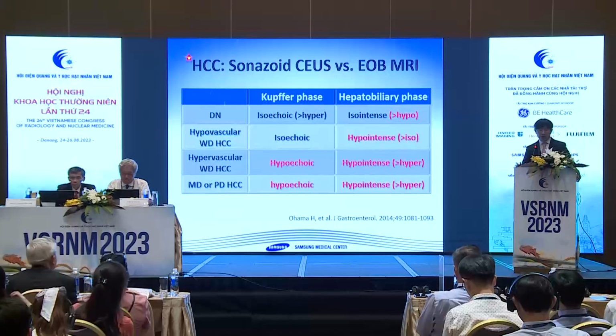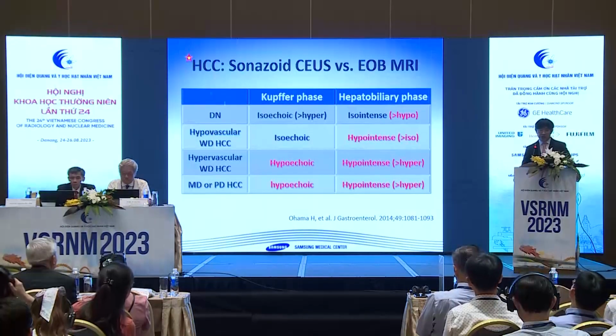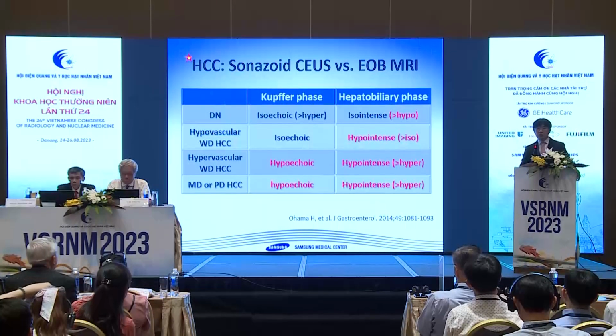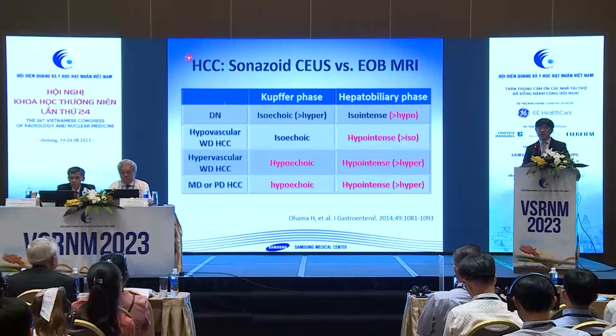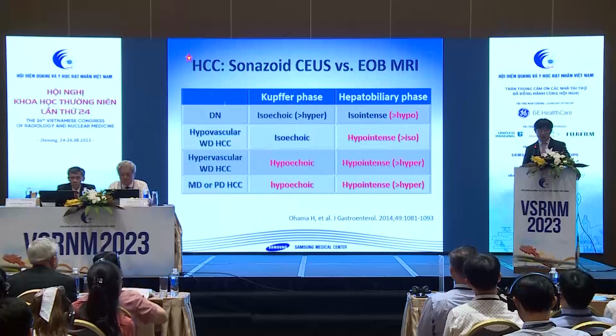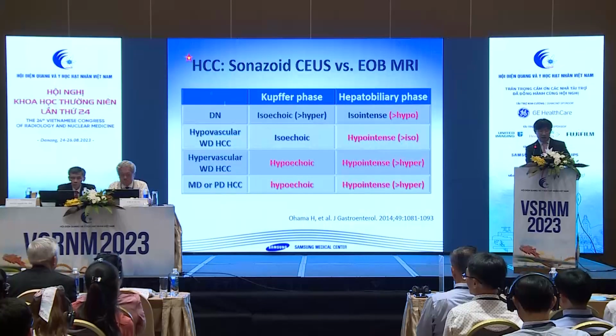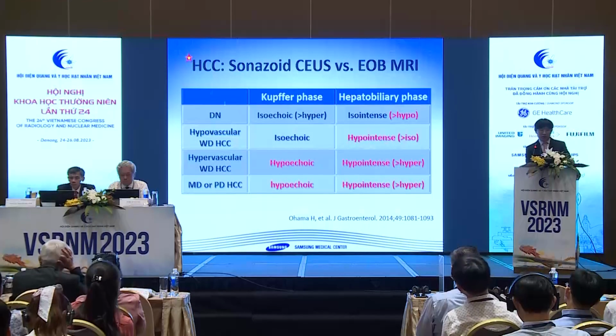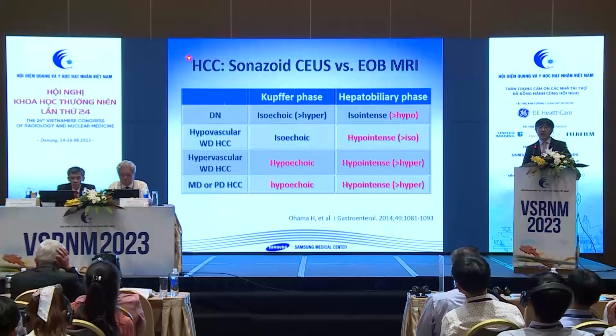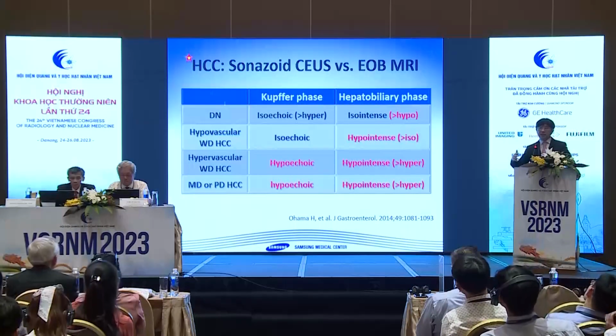This table is a comparison of Sonazoid CEUS and EOB-DTPA. Left side is the Kupffer phase, and the right side is the hepatobiliary phase. Actually, they have a very similar role, but the characteristics are very different. In the Kupffer phase of Sonazoid CEUS, well-differentiated HCC, moderately differentiated and poorly differentiated HCC are hypoechoic defects, but dysplastic nodules are isoechoic. So we can discriminate HCC and dysplastic nodules.